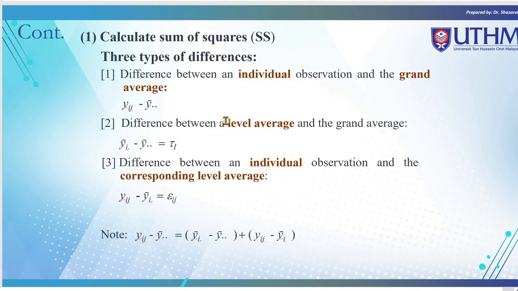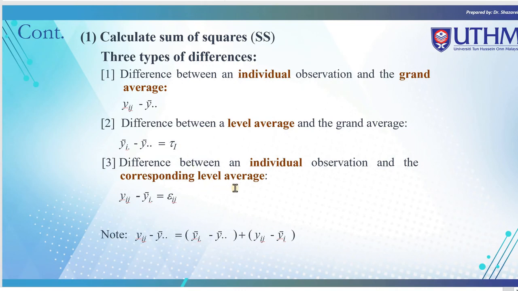So there are three types of deviations that you have to know. The first one is the difference between an individual observation and the grand average. So this is the observation, then we take the difference from the overall average just now, Y bar dot dot. And then the difference between the level average and the grand average. So this is the average of each level, and we take the difference between the level average and the overall average. We denote this as tau 1, referring to the first level.